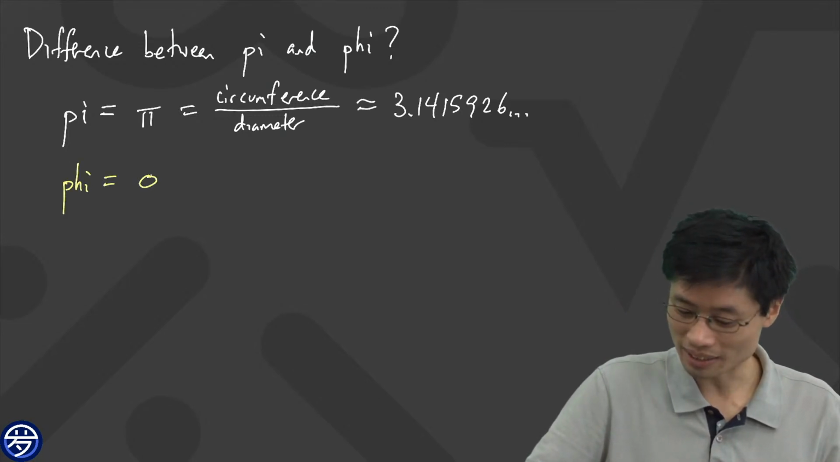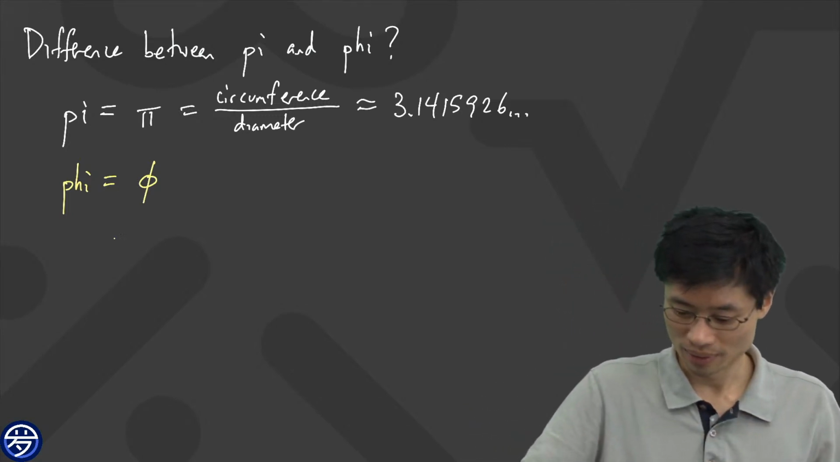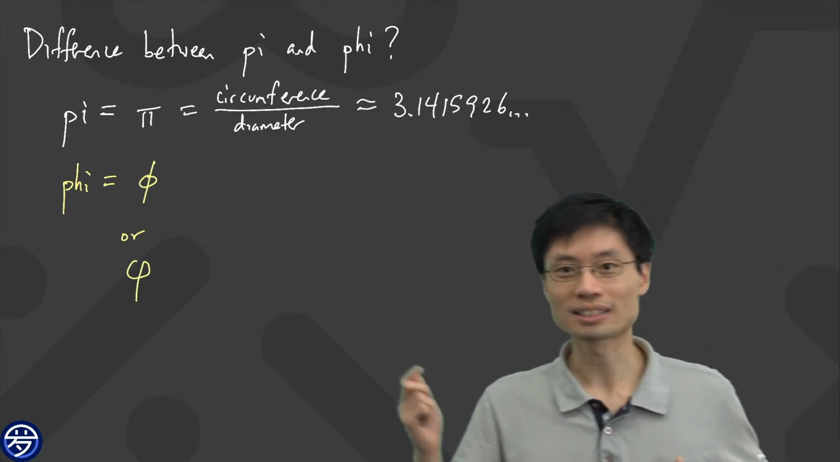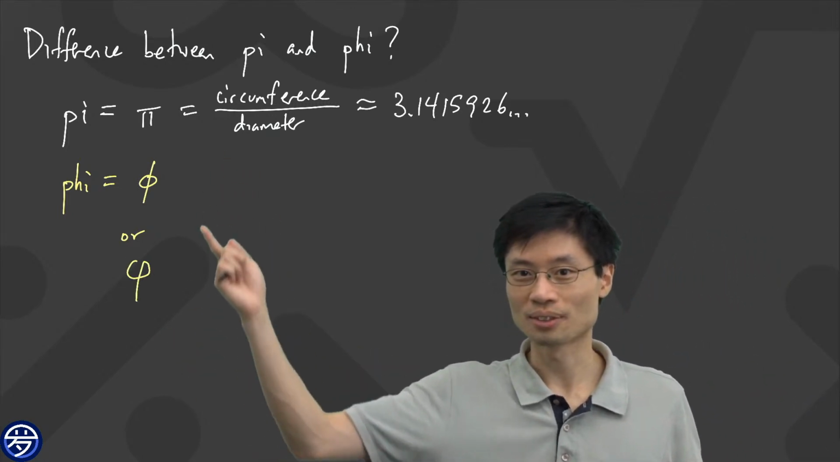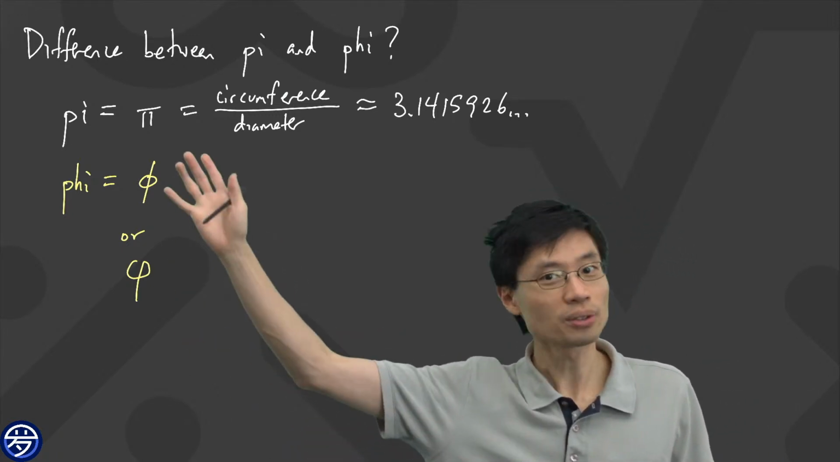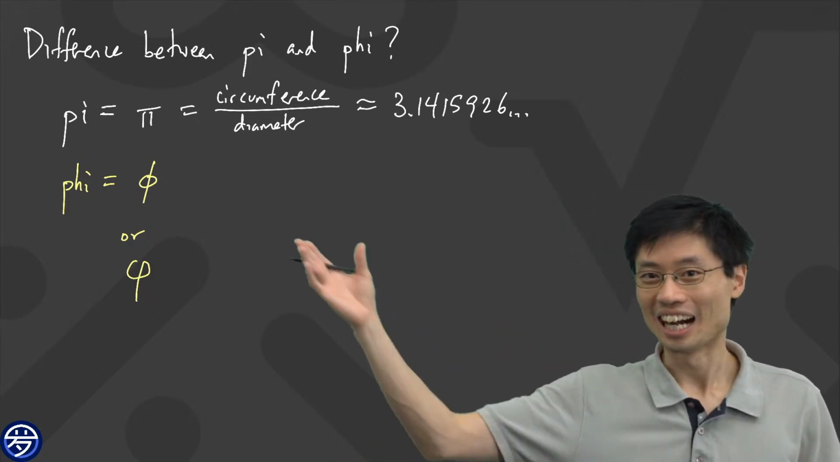Phi, by the way, is another Greek letter. It's written like this. Sometimes people write phi a different way. You might see phi written this way. These are both phi. It just depends on how you want to write down this Greek letter. But both of these are legitimate Greek letters. Okay? And now, what is phi?